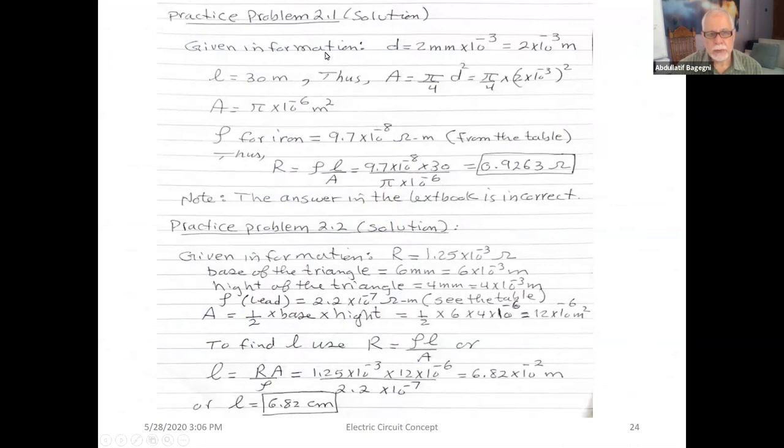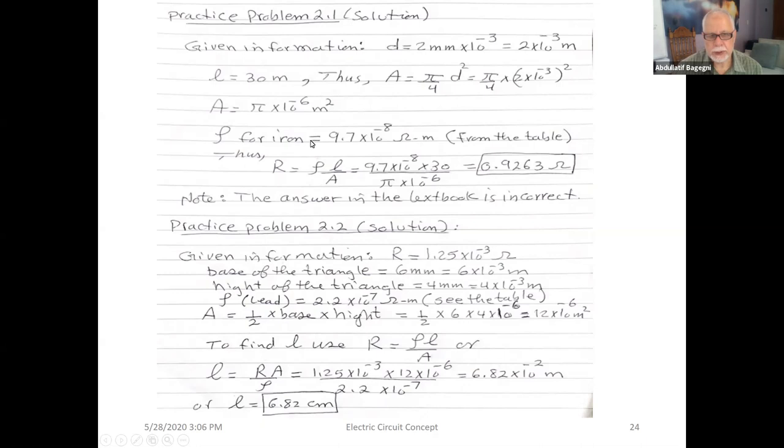Now to solve this problem, we have to gather the information that we are given. We are given the diameter, 2 millimeters. We multiply by 10 to the minus 3 to convert it into meters. And we have the length, 30 meters. So the cross-section area is pi over 4 times the square of the diameter. If we plug in this value, we get A equals pi times 10 to the minus 6, because the 2 would be squared and become 4, and the 4 cancels out with the 4.